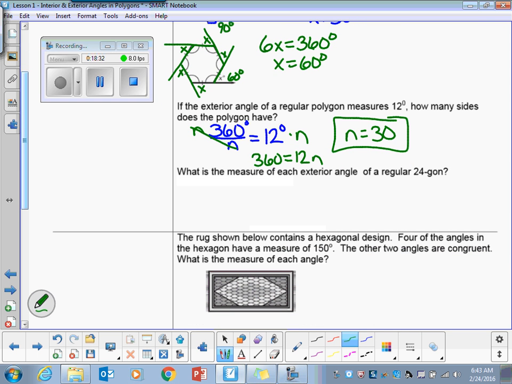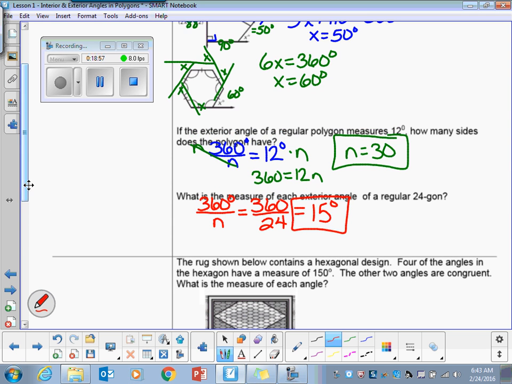What is the measure of each exterior angle of a regular 24-gon? Okay, so my formula is 360 degrees divided by the number of sides. So 360 divided by 24. Each exterior angle will measure 15 degrees.